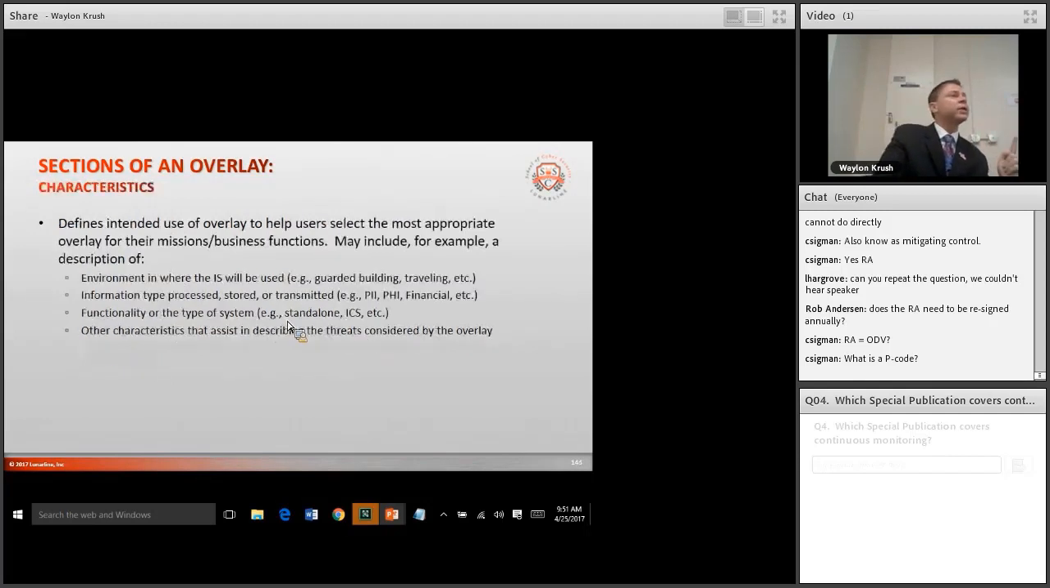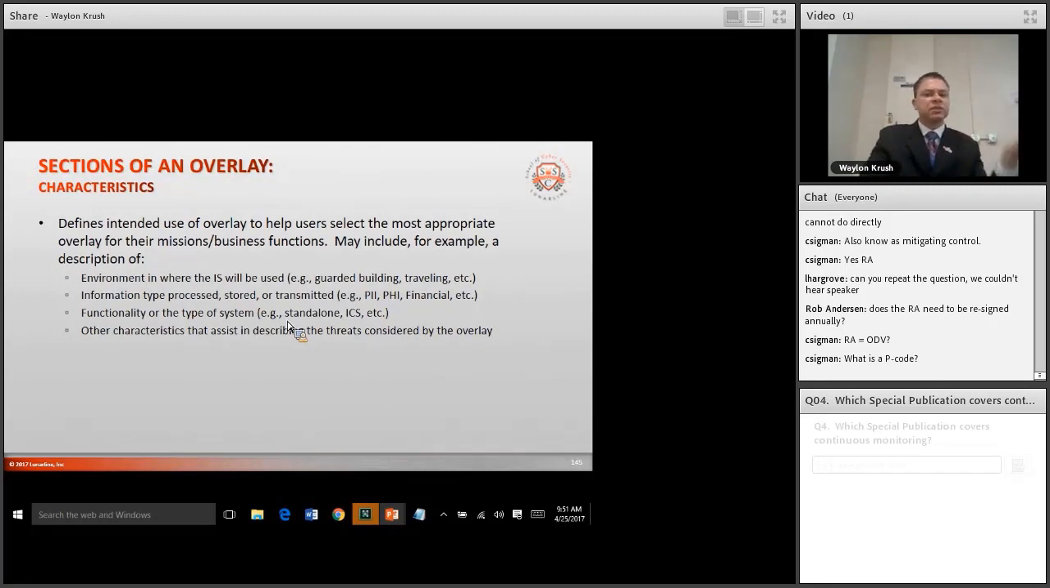Events that trigger updates of the overlay: if for whatever reason the certificate authority changes and/or the standard for this type of crypto changes, you must come through and update the overlay. Defines intended use of overlay to help users select the most appropriate overlay: their mission, business functions, environment where the IS is used, guarded building, traveling, information type processed, stored, transmitted, PII, PHI, we talked about that, function of the type of system.